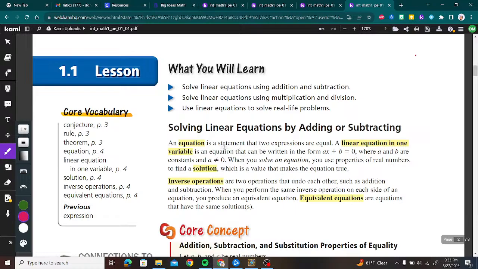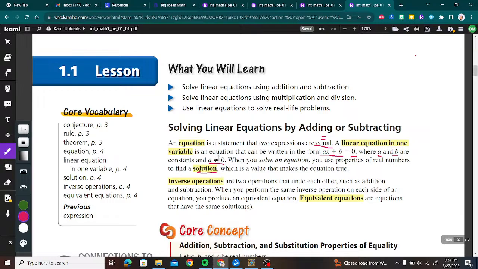An equation is a statement that uses an equal sign to express equality, and a linear equation in one variable is an equation that can be written as ax plus b equals 0, where a and b are constants and a does not equal 0. When you solve an equation, you use the properties of real numbers to find a solution, which is a value that makes the equation true.